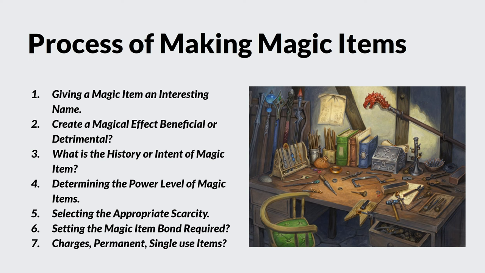Create a magical effect that has a benefit or a detrimental effect. It doesn't have to be beneficial. It might have a negative effect. It might be cursed. Include that as part of your magical effect for your magic item. You can include magic items over time, so they don't have to all come in all at once. You can add things over time as the player uses that character and mucks around with that magic item. They might be able to pull up different abilities from it.